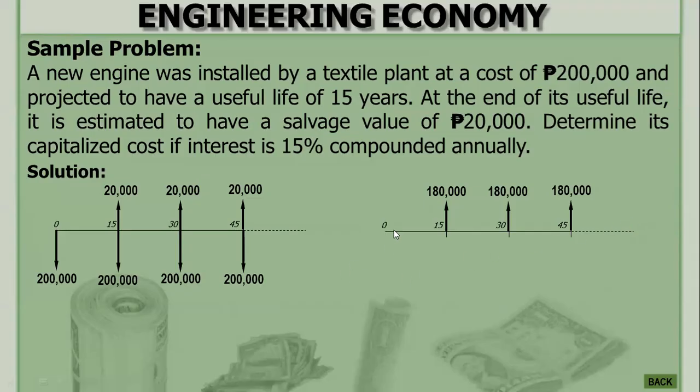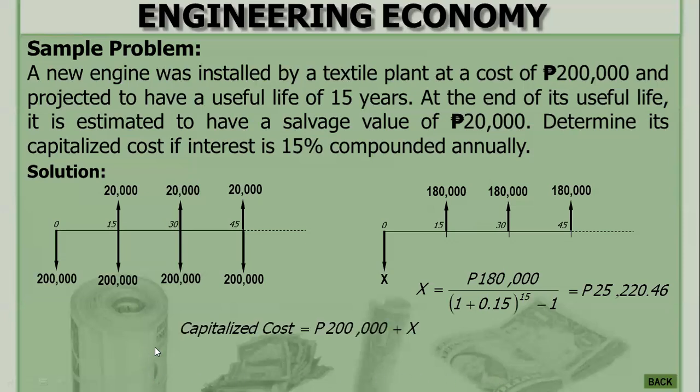So what's the present worth of all these replacements? Well, X. And so the formula is this one: 180,000 over 1 plus i raised to k minus 1. So the capitalized cost is the first cost plus the present worth of perpetual replacement.